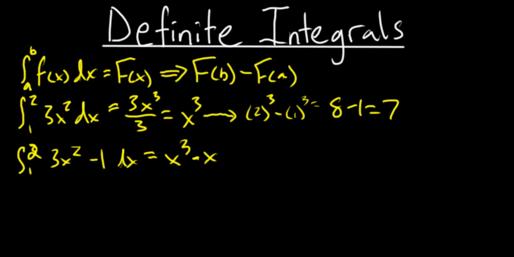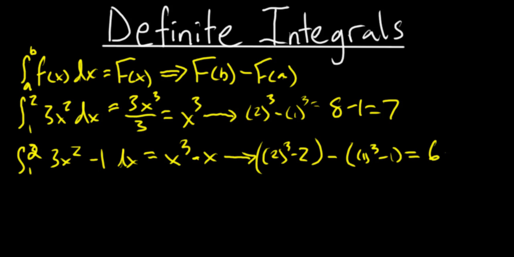Now we're going to plug in our upper bound and subtract our lower bound. So our upper bound is 2, so we'll have 2 cubed minus 2, and let me put those in parentheses. And this is going to be minus 1 cubed minus 1, which simplifies down to 8 minus 2 is 6, minus 1 is 0, so our answer is 6.